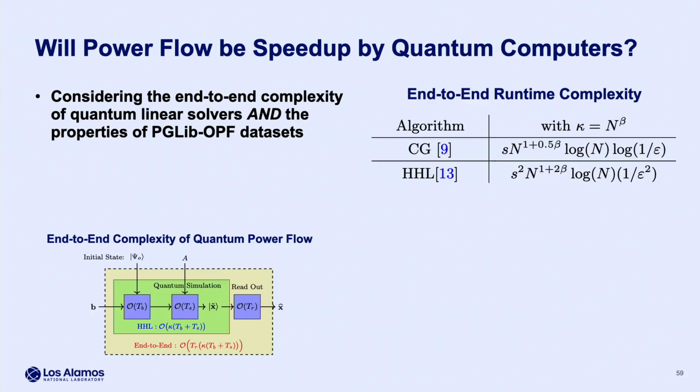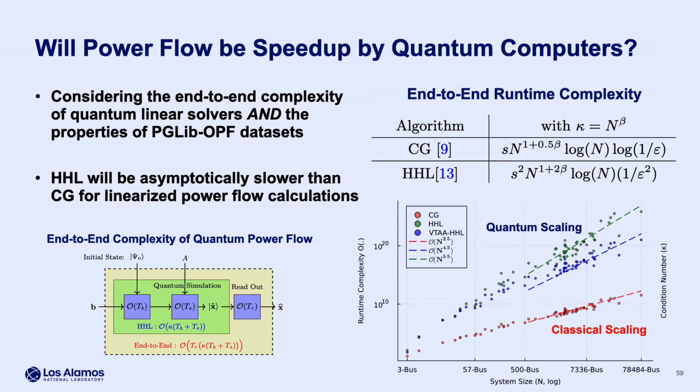So yeah, measuring this is really tricky. So the key result in this paper is the following. We look at end-to-end complexity for running HHL on a quantum computer, which includes the data loading. It includes the readout complexity. Based on the pglib dataset, we can write the condition number as a function of the system size. And then you end up with a plot like this, where the scaling of classical algorithms actually looks much better. It's like n^2.5 versus the quantum algorithms, which is like n^4.